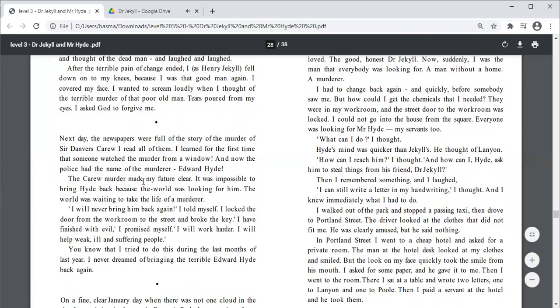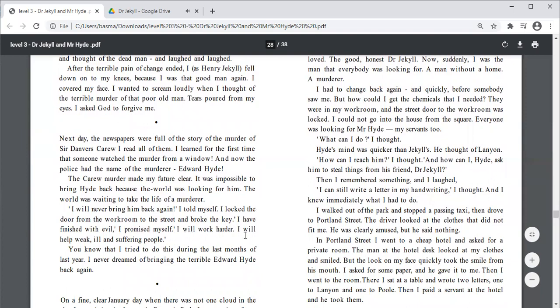The Carew murder made my future clear. It was impossible to bring Hyde back because the world was looking for him. The world was waiting to take the life of a murderer. I will never bring him back again, I told myself. I locked the door from the workroom to the street and broke the key. I have finished with evil, I promised myself.